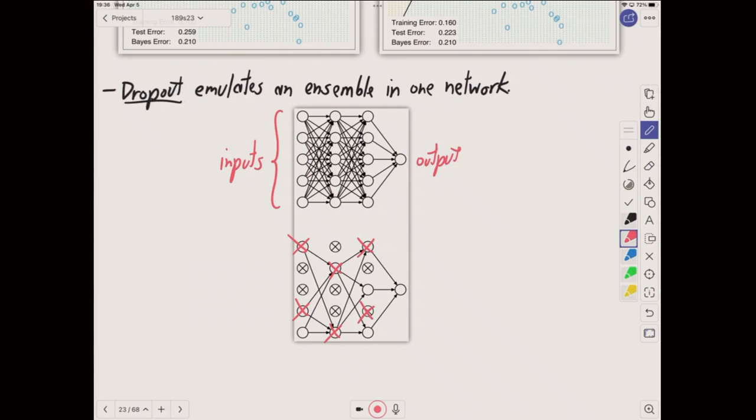And so the idea is that the neural network, in order to learn, has to learn things in multiple ways. It has to learn in such a way that when you disable some of the units, it still gives you the right answer a lot of the time.